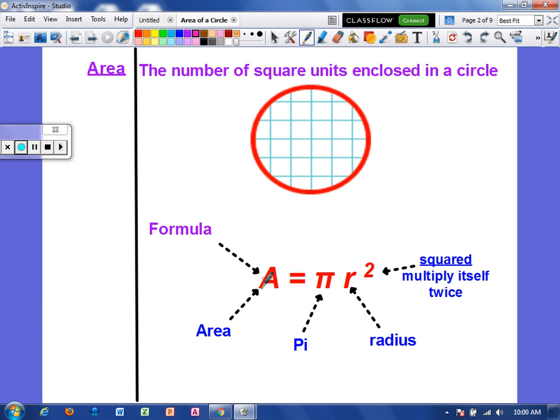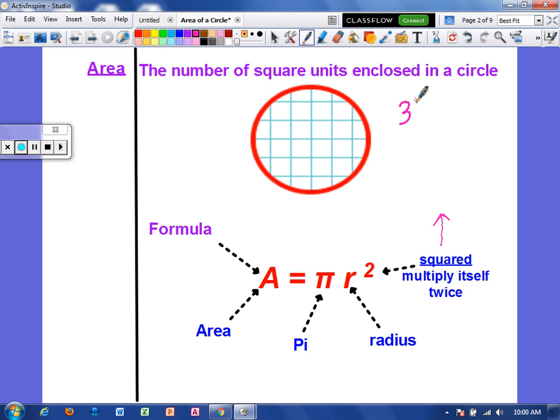So obviously the A stands for the area. Pi, we have been using that. That's going to be 3.14. R is the radius. So whenever you're finding area, you have to have your radius. And then we have an exponent of 2, which is known as squared. That means you are multiplying a number by itself twice. So let's review that.